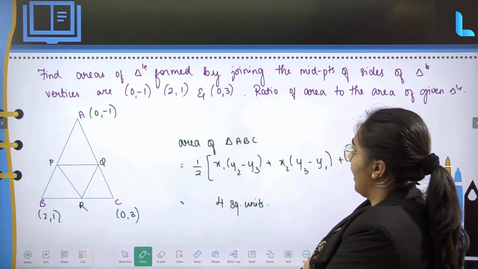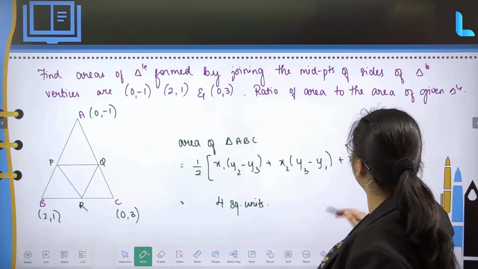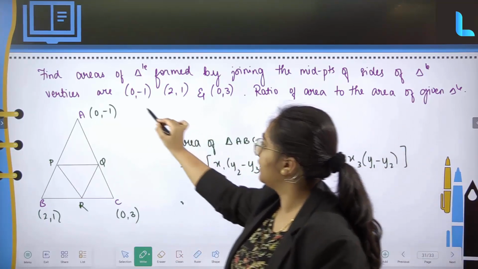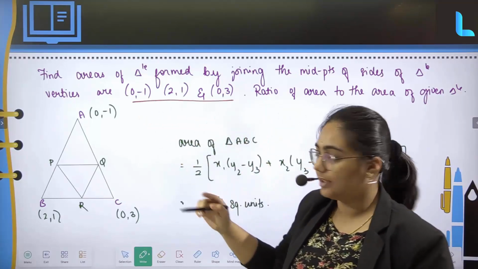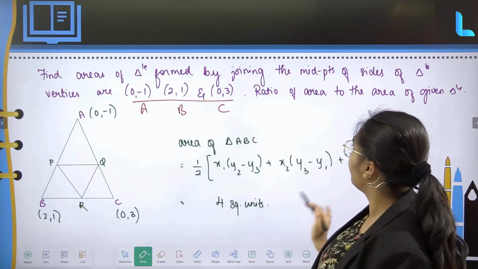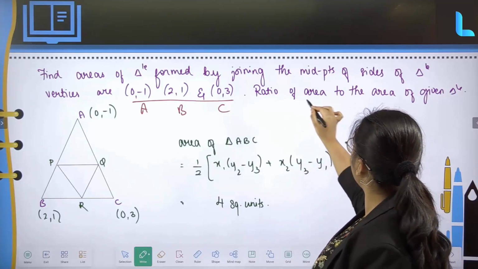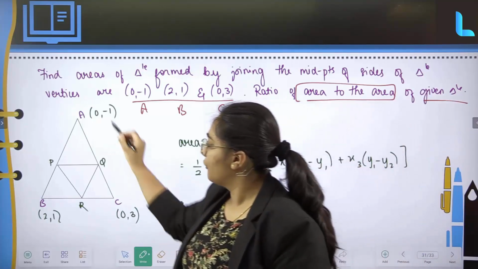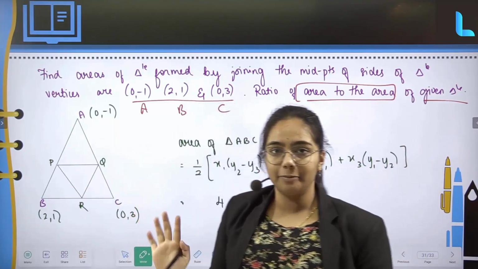Find the area of the triangle formed by joining the midpoints of the sides of a triangle. The vertices of the given triangle are A, B and C. You have to find the ratio of the areas. So what does that mean? First, only triangle ABC would have been given.